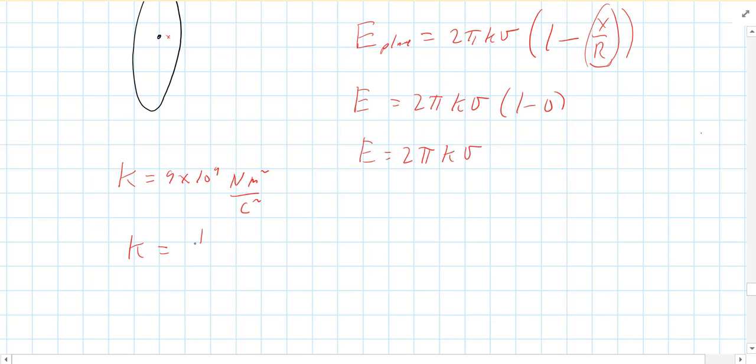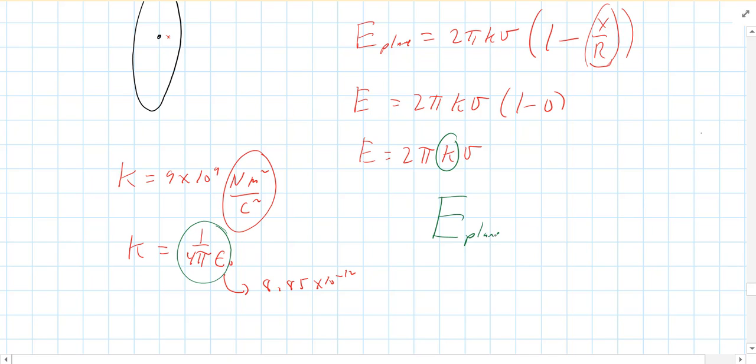K, it turns out, is equal to 1 over 4 pi times something called epsilon naught, which is, I believe, the permittivity of free space. And that has a value of approximately 8.85 times 10 to the negative 12. And the units are simply the inverse of these, so it'd be coulomb squared divided by newton meter squared. So in place of k here, if we sub this in, the pi's drop out and the 2 over 4 becomes a half. And you get the following very easy expression for the electric field of a plane. It's equal to sigma, the surface charge density of the plane, divided by 2 times that constant epsilon naught, okay?